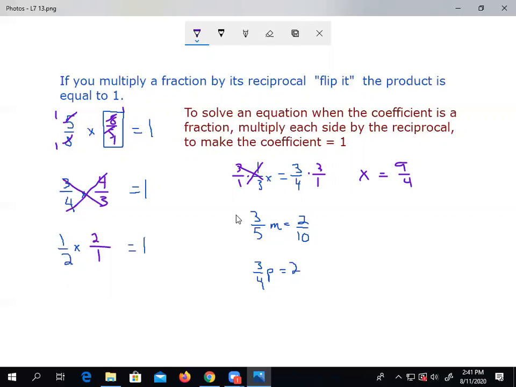So if I want to solve this equation for m, what we can do is we can multiply by its reciprocal, which is going to be 5/3. So if I multiply this side by 5/3, I got to multiply the other side by 5/3. So the 5's divide out, the 3's divide out. That leaves me my m.